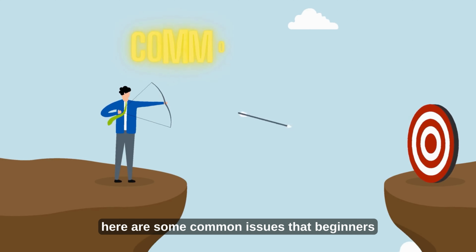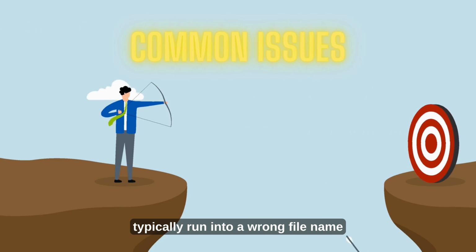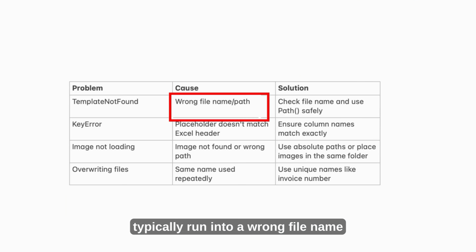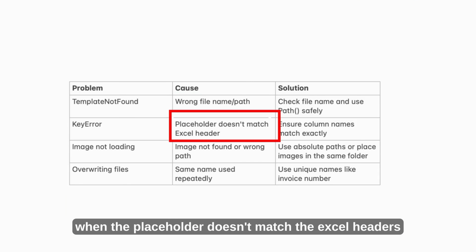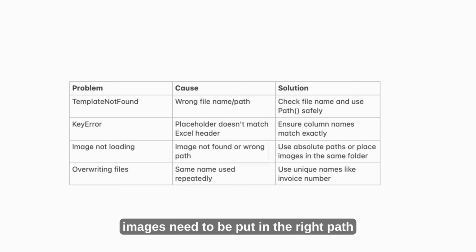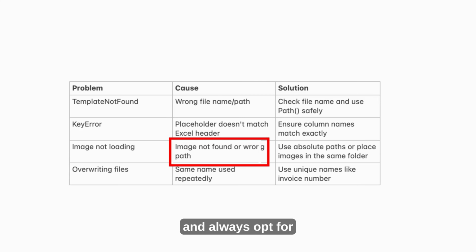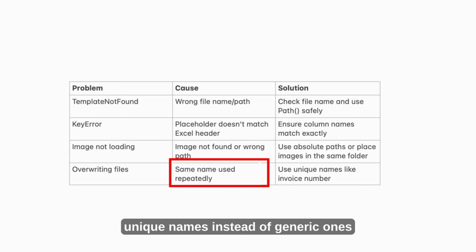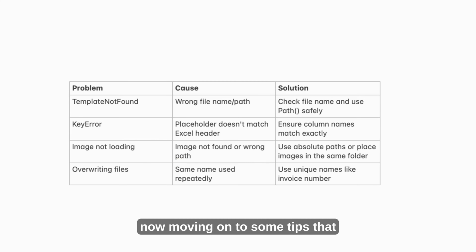Now, here are some common issues that beginners typically run into. A wrong file name or path can cause issues. Likewise, when the placeholder doesn't match the Excel headers, you need to ensure column names are correct. Images need to be put in the right paths. And always opt for unique names instead of generic ones.